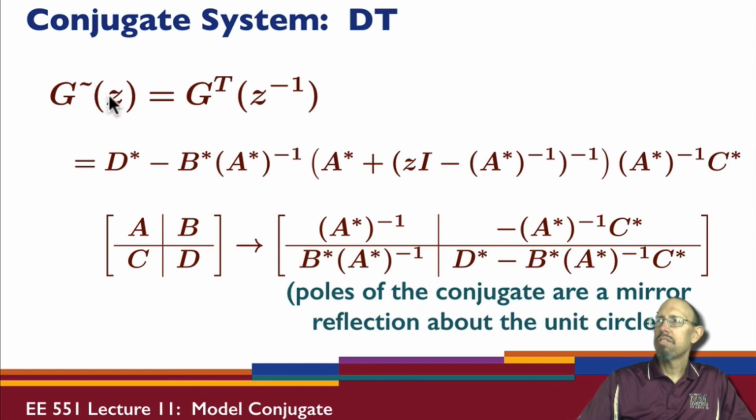For discrete time, we have a similar situation. We have G tilde of Z is equal to G transpose, and instead of saying minus Z, we're doing Z inverse. So when you go through and you plug that in and simplify, this is what you get. It becomes more complicated. And so the ABCD matrix system becomes all of this. And notice that it requires A inverse, A adjoint inverse.